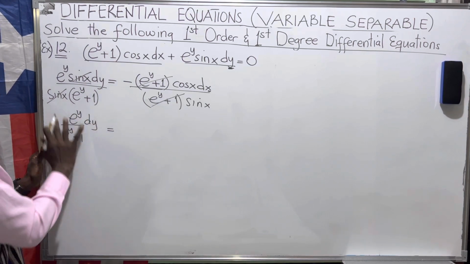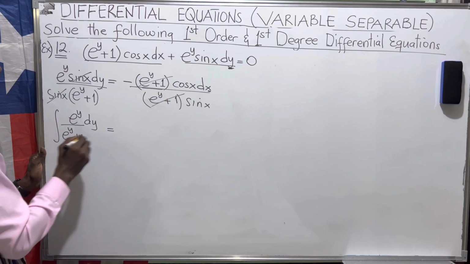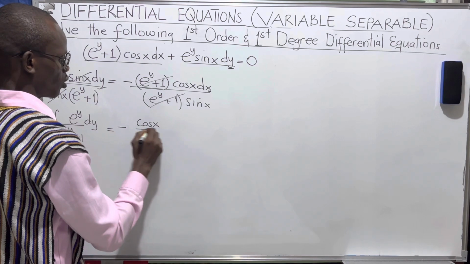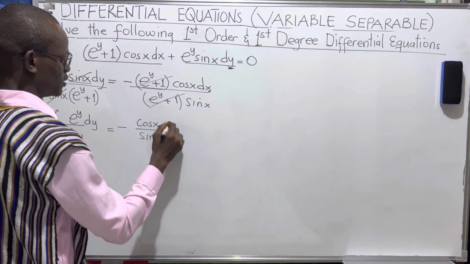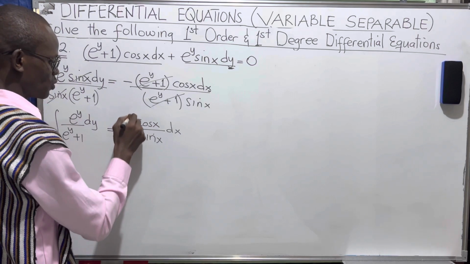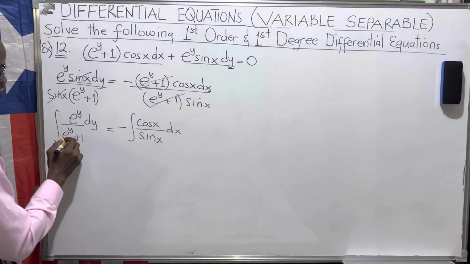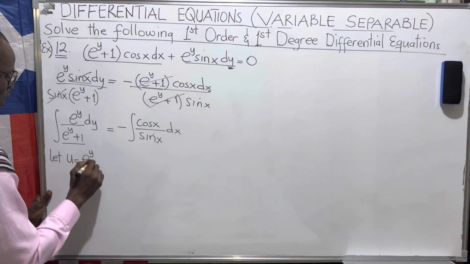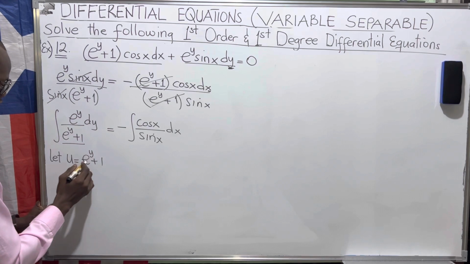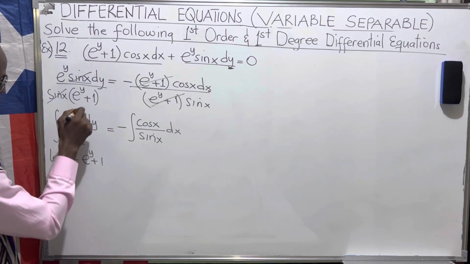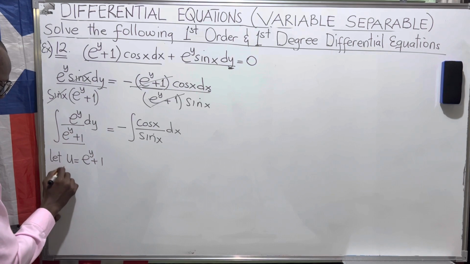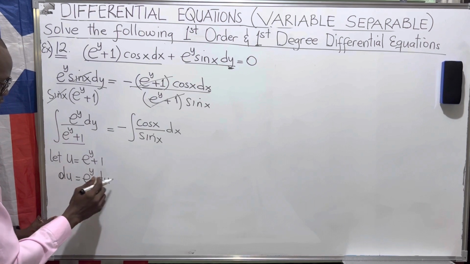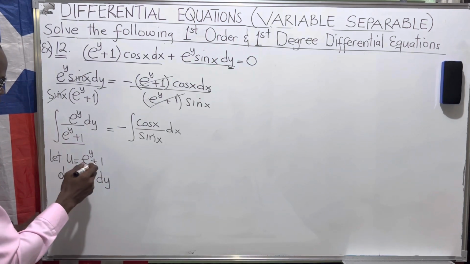So on this side you have all y, so we can integrate this side. Now minus, for this we have cos of x all over sine of x dx. Likewise, it is in x, so we can now integrate. And we're going to apply the u substitution right here, thereby saying let u equals e raised to the power y plus 1, such that if we differentiate this e raised to the power y plus 1, we get e raised to the power y dy. So this is now du equals e raised to the power y dy. That is the derivative of this equation.